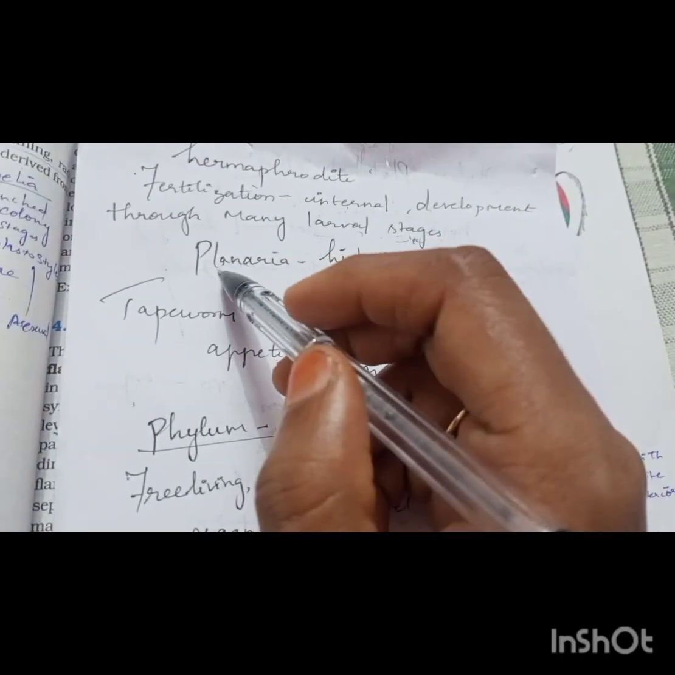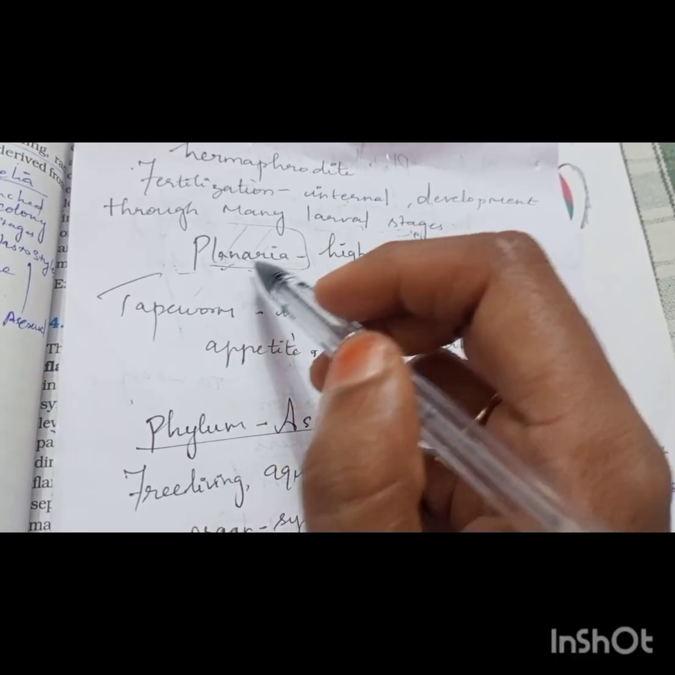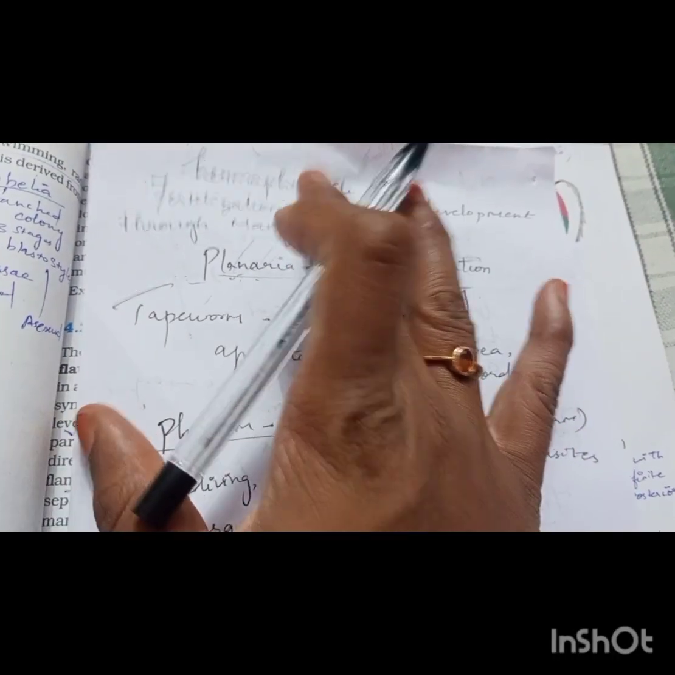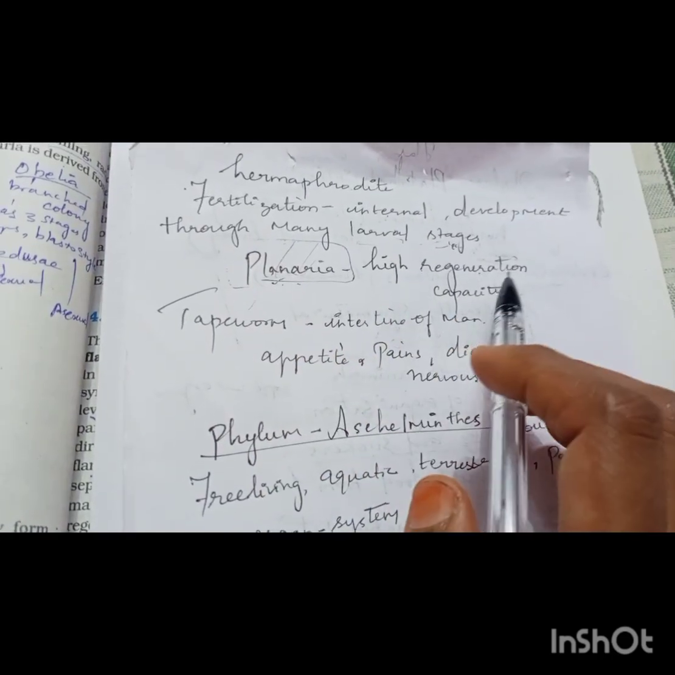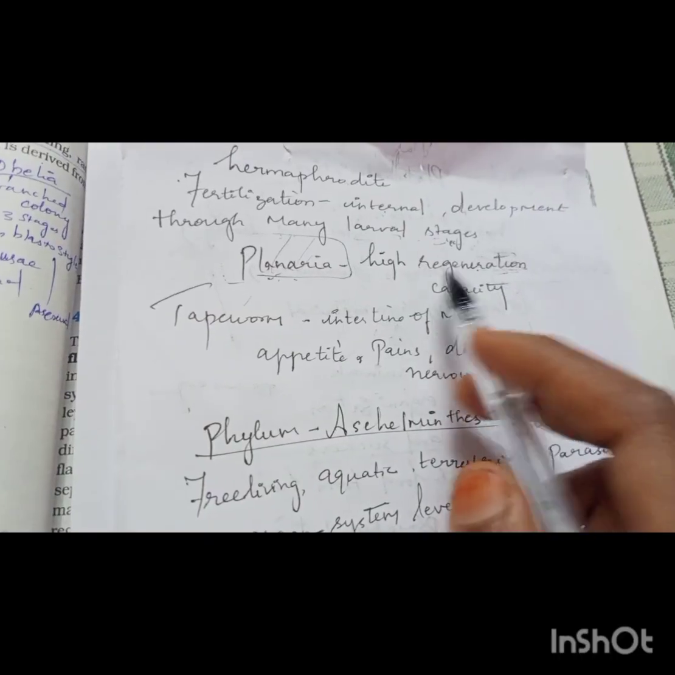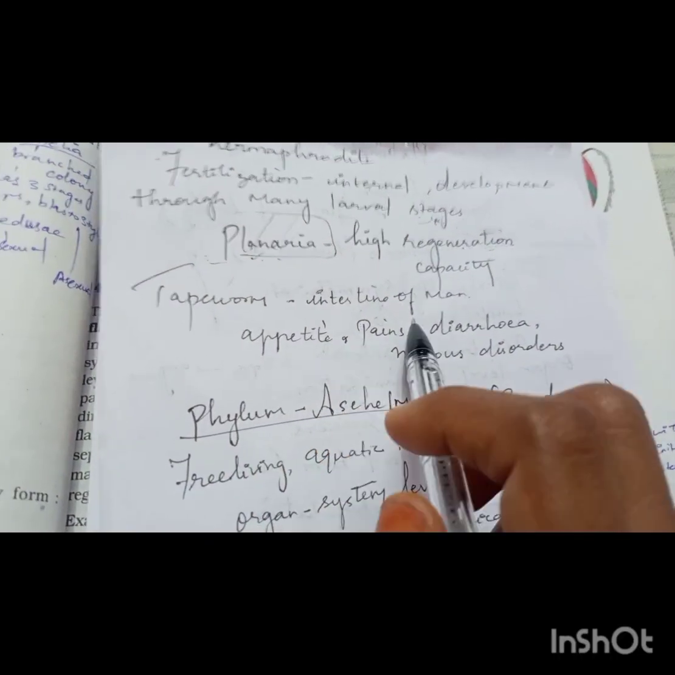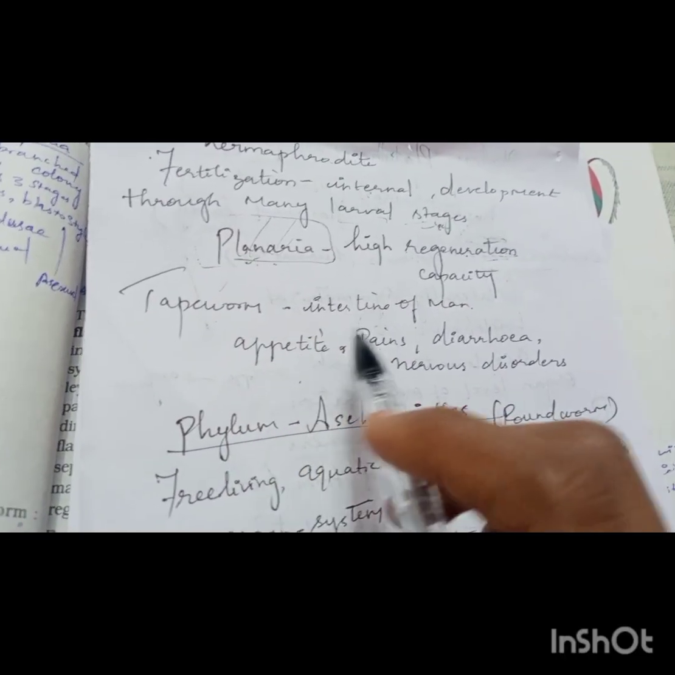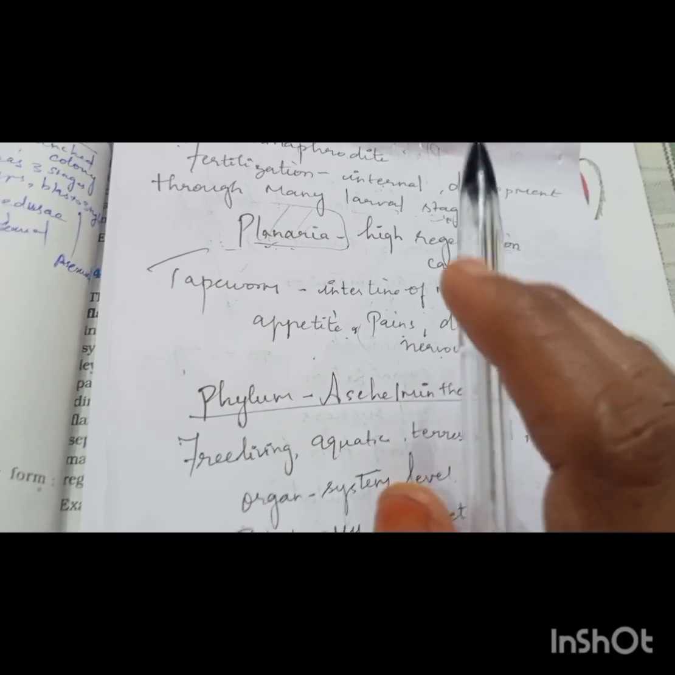Planaria is a kind of flatworm where wherever you cut its body, it can easily and quickly grow into a complete organism. That is, it has a high regeneration capacity. Regeneration means it can develop the cut portion of the body. Tapeworm is present in the intestine of man. When it is there, it will affect appetite. Pain will be there, diarrhea and nervous disorders. It is capable of causing all these things.